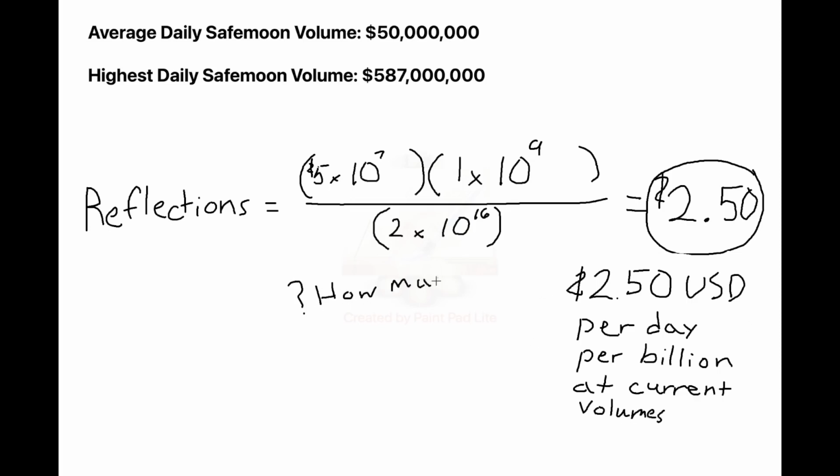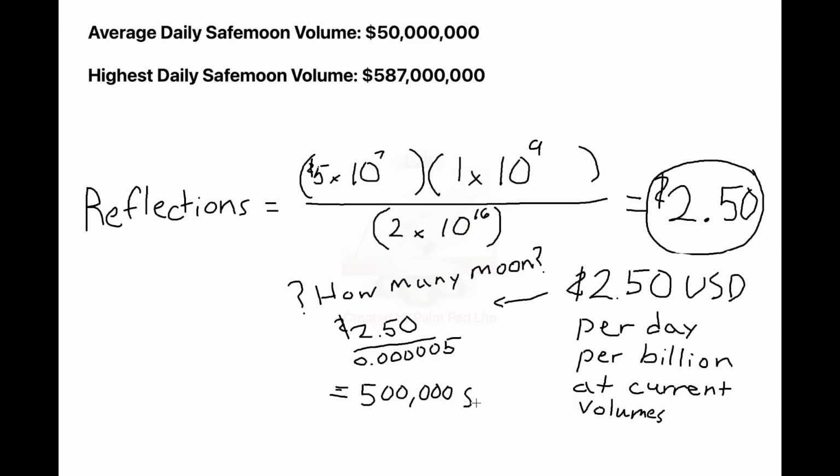How many Safemoon is this? Well, that depends on the price. So let's divide our answer by the current price of Safemoon. At the time of writing, it's 0.000005. And our $2.50 is 500,000 Safemoon. So if you have 1 billion Safemoon and the daily volume is $50 million, you should expect to see 500,000 Safemoon at this current price, which is about right. I personally have 2.5 billion Safemoon, and I have been seeing about 1.25 million Safemoon per day. And yeah, no questions there. Obviously, I was receiving more near the all-time high when the volume was bigger. But when it's around that 50 million mark, about 1 million a day seems right to me.